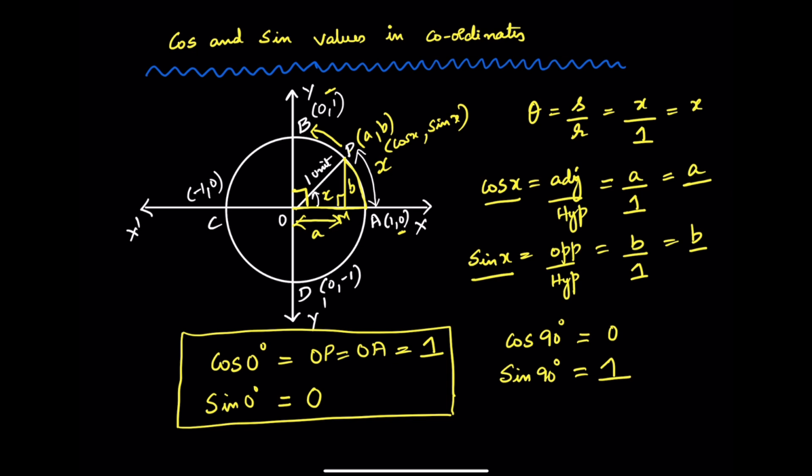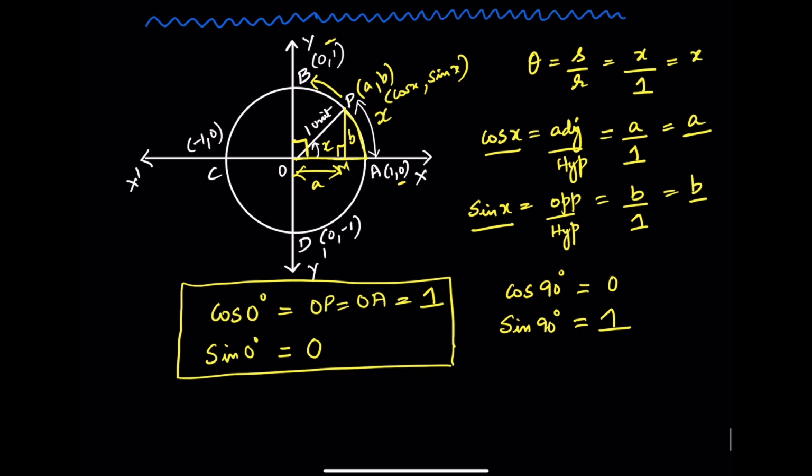Now if we know the value of cos and sine at any degree, we can easily find tan. So tan 0 is sin 0 by cos 0. So that would be 0 divided by 1, which is equal to 0.